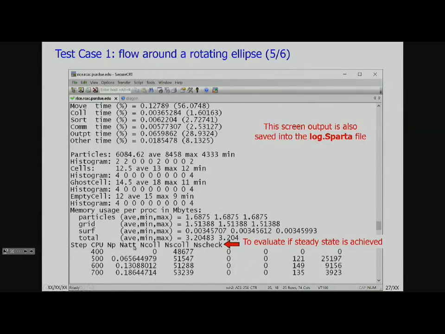Then NATT, that's number of attempted collisions, is 0. So the number of collisions is 0. Because the number density is so low, the mean free path is so high, the particles aren't going to collide with themselves. But we have a bunch of surface collisions happening here.